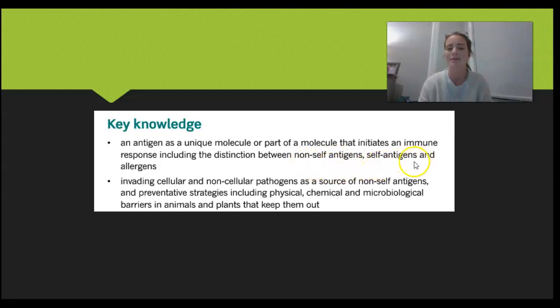They are as straightforward and simple a definition as they sound, so I'll come back to those ones in a minute. And then looking at cellular and non-cellular pathogens as a source of non-self antigens, and preventative strategies, including physical, chemical, and microbiological barriers in animals and plants to keep them out. That second part of the dot point is really covered when we start looking at the immune system itself. So I might mention it during this video, but the details probably won't be done until we're looking at 7.2. So we're kind of cutting this dot point in half.